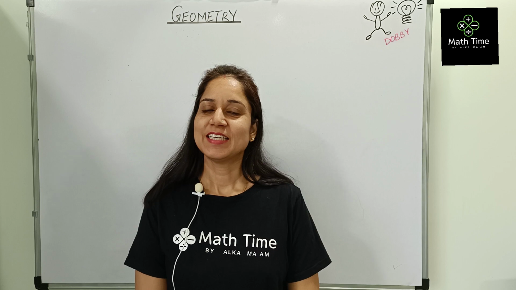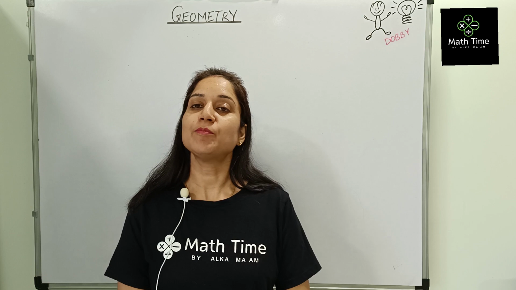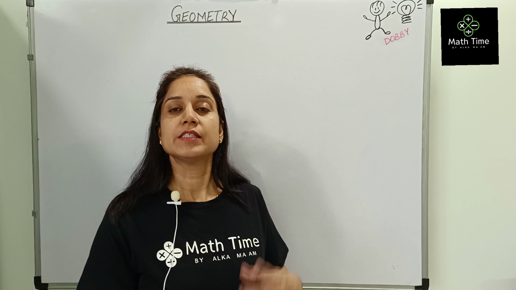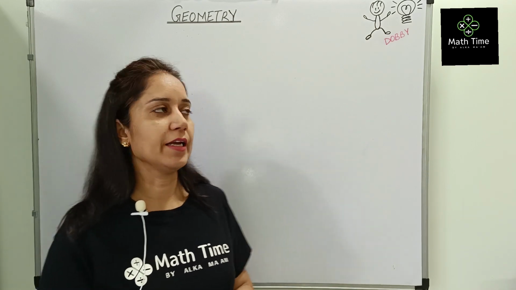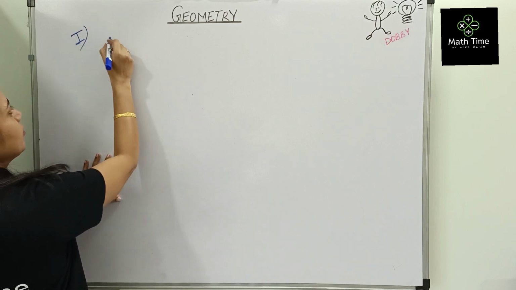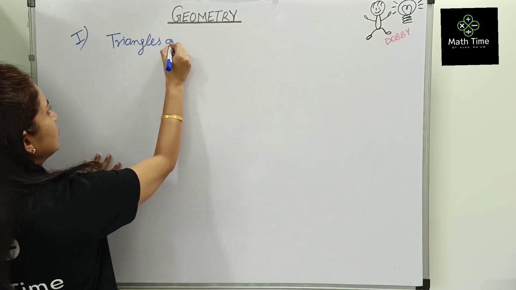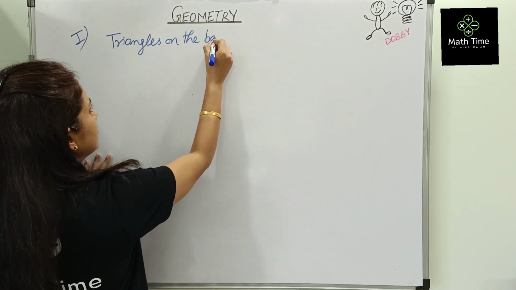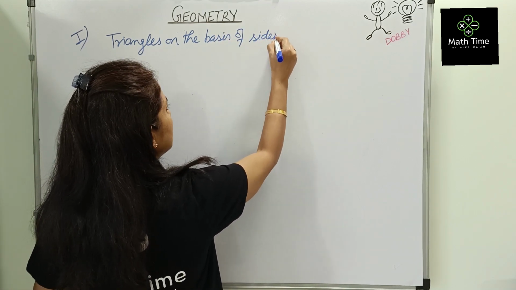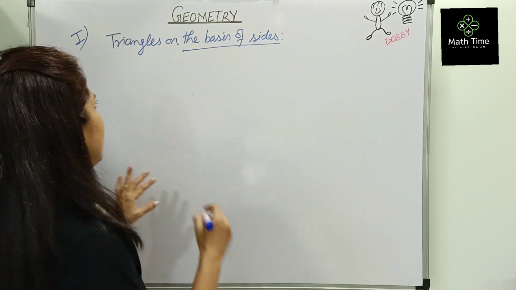It's math time, ma'am. Yes, in today's class, continuing with our chapter, Geometry, we'll be studying types of triangles, right? So starting with the triangles on the basis of sides, followed by on the basis of angles. So the first category of triangle we are doing is on the basis of sides.